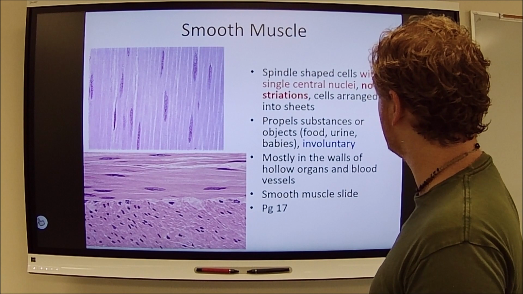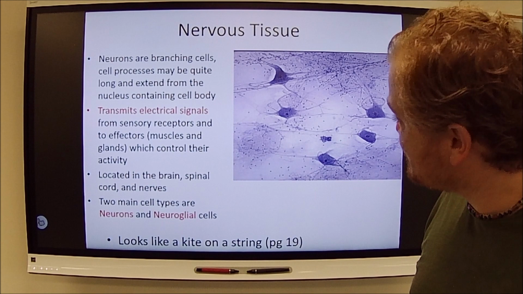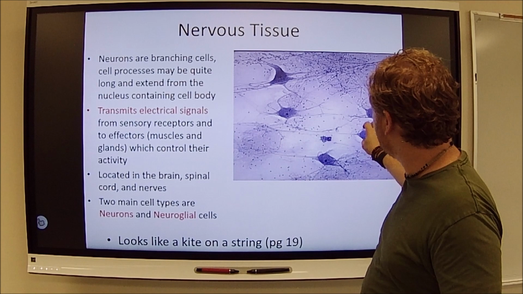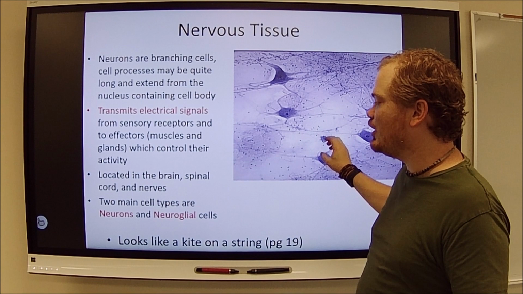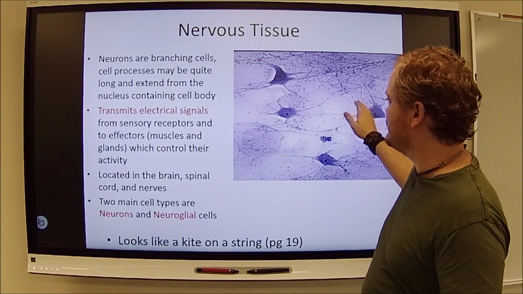Involuntary. And then last but not least, there is, of course, nervous tissue. So nervous tissue is going to have neurons. As you can see here, these are neurons. And then all these tiny dots in the background, those are neuroglial cells, which are the helper cells. The neurons convey messages. The neuroglial cells protect and help the neurons. And from my perspective, they look like little kites on a string. Those are neurons. That's what they look like.